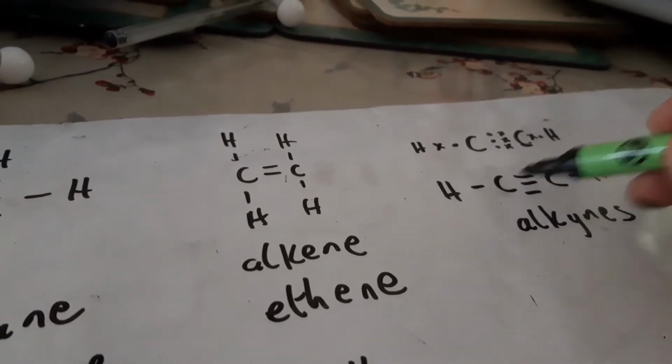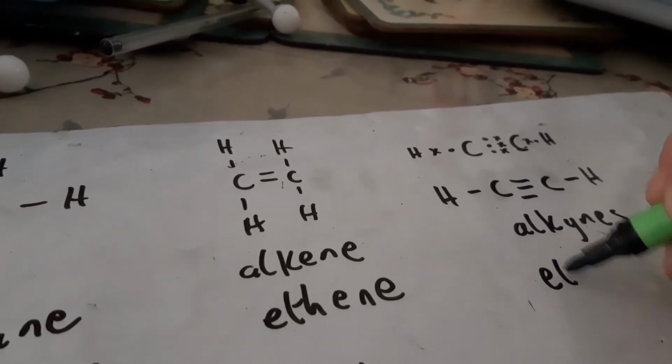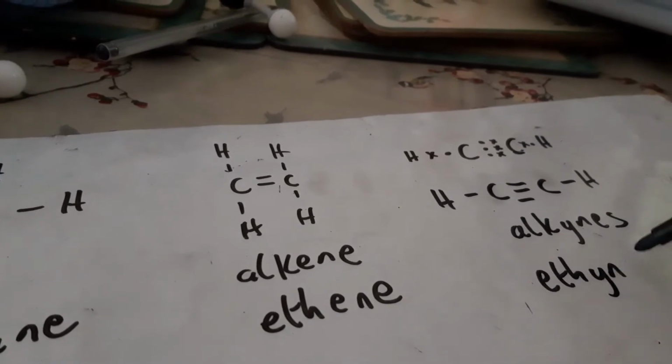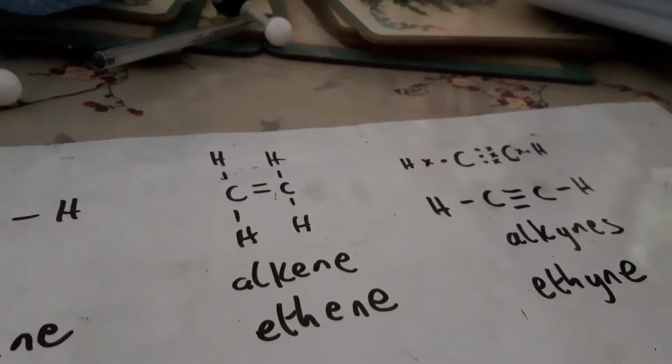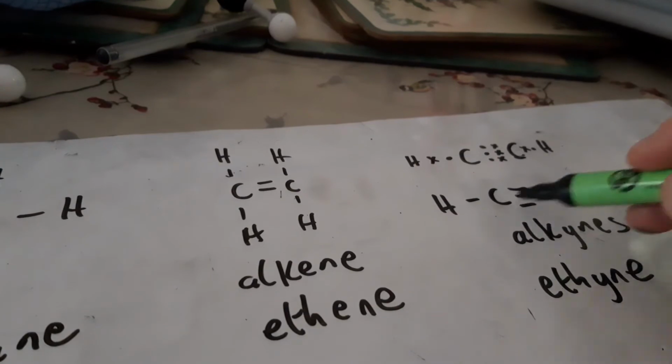The first one has 2 carbons, so it's going to be called ethyne. Like that. All right, so this is ethyne. It's got 2 carbons. It's got a triple bond.